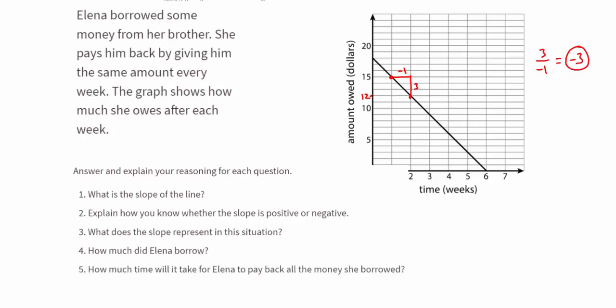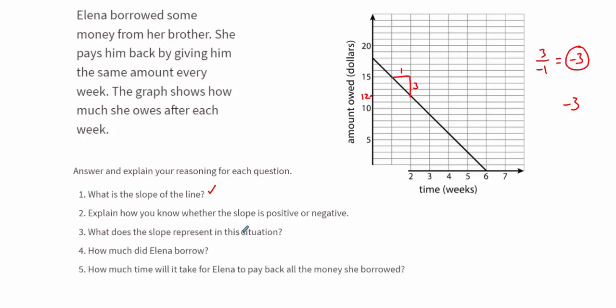And if I could redo this, I could just say I'm going up 3 and over 1, and I know it's negative because my line is going down. As my weeks get bigger, my line is going down. So I could say that this slope is -3. Okay, there's my slope. And I know it's negative because the line's going down.